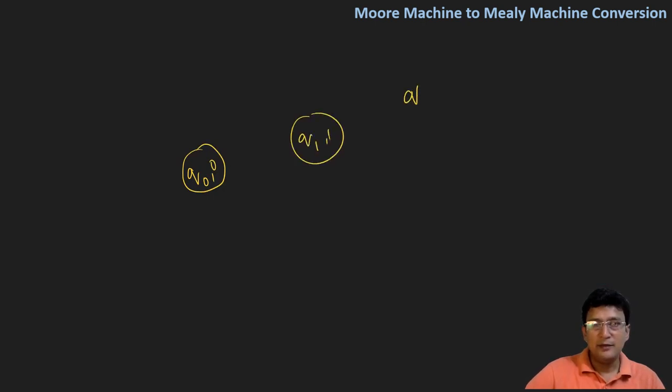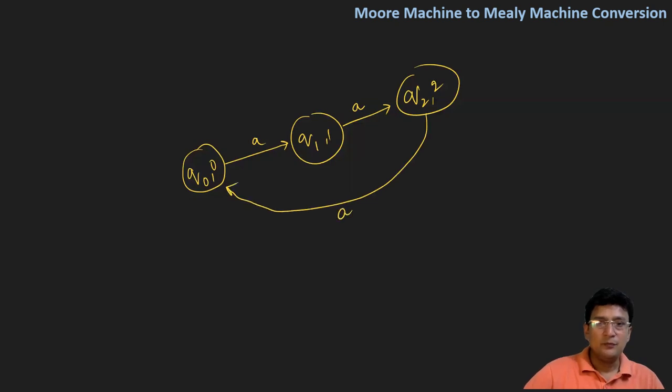And let's say that we have the Moore machine given as Q0, 0. And then here we have Q1, 1. And then here we have Q2, 2. So these are the three states. Let's define the transitions also. It is moving with A. This is moving with A. And then this moves with A to Q0. And with all the Bs, we remain at the same state. So this is the Moore machine which is defined, and this is the initial state, Q0, obviously.